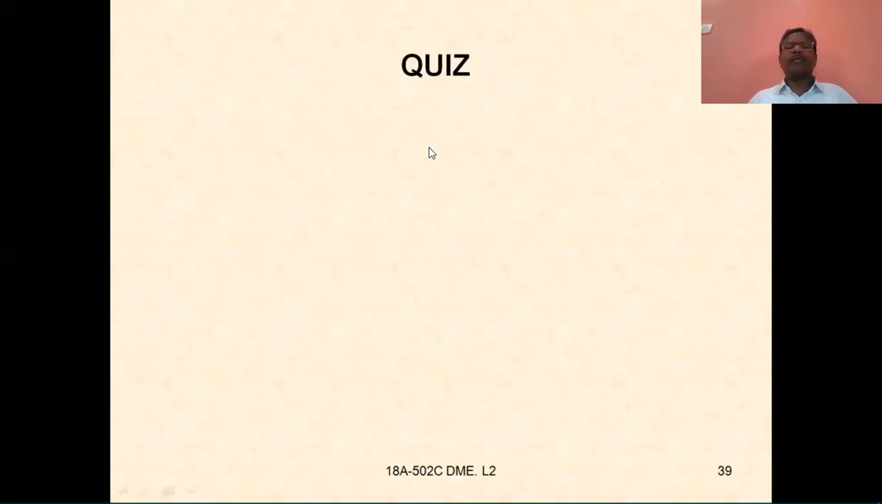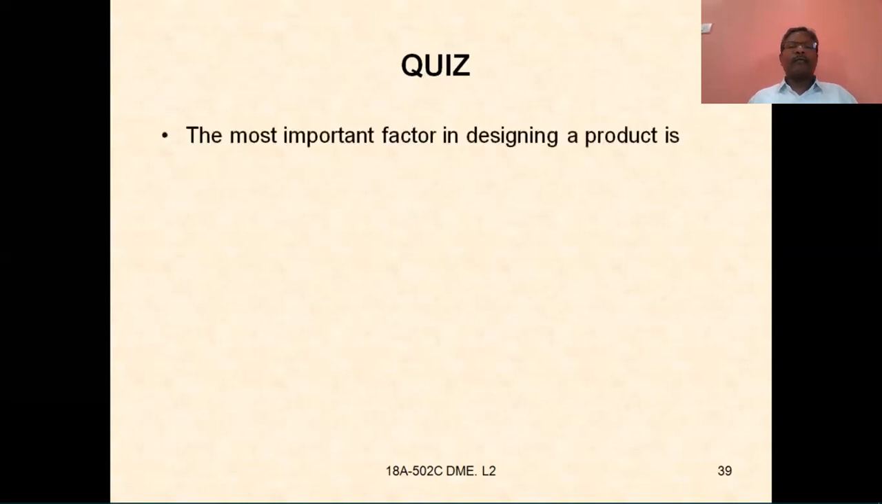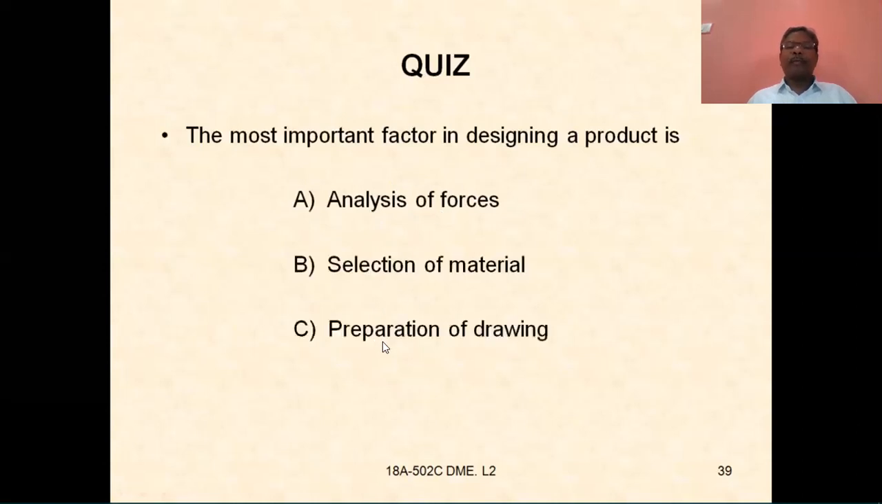Finally, a quiz. Let us have a small quiz. So far we have discussed the general design procedure, standardization, and standard codes. The most important factor in designing a product is: analysis of forces, analysis of the problem, selection of the material, preparation of drawing, or all the above. As we have discussed, the design procedure covers need, aim, synthesis, analysis of the problem, selection of material, and so on. Among all these, A, B, C are all there. So the answer is all the above.